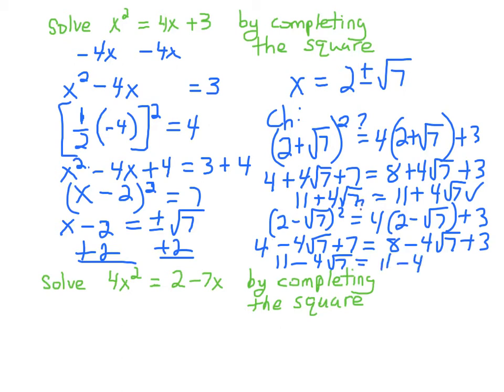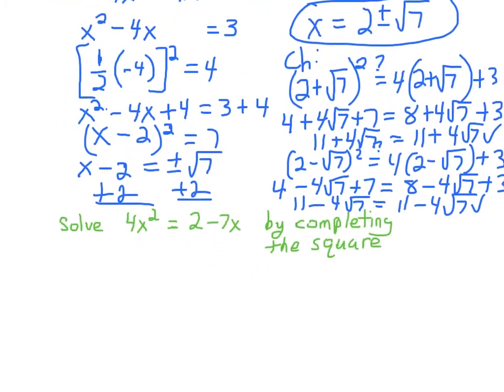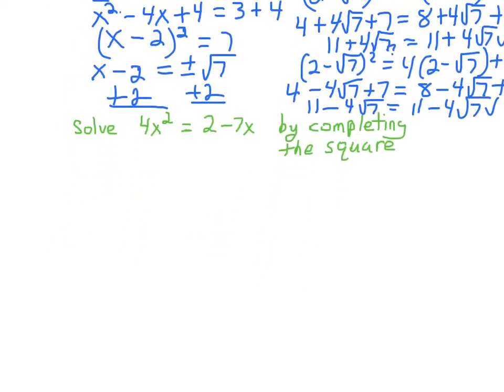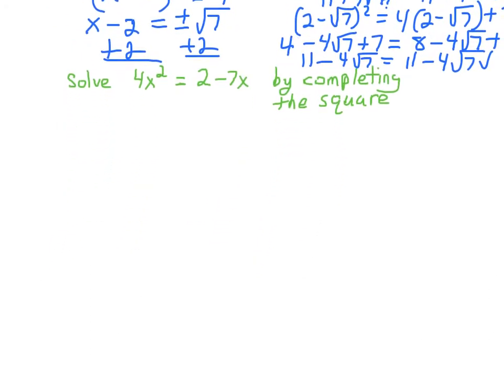11 minus 4 root 7. So that checks, so those are good solutions. Now let's move this up and solve this one. I've got 4x squared equals 2 minus 7x.